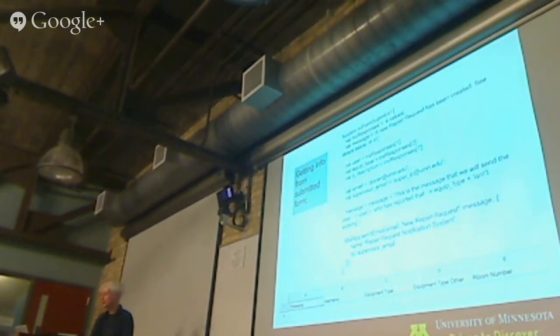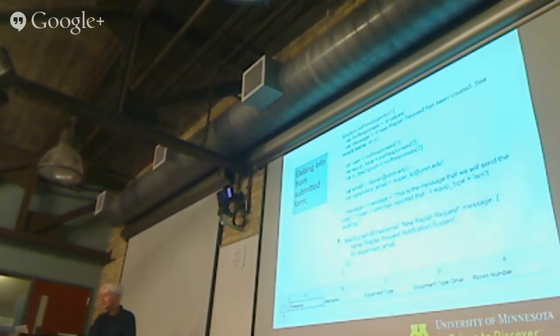Then I have all those variables, and now I can create a message, something like this, that says, this is the message that will send the user, which is our user response 1, who has reported that equipment type, equipment type equals to whatever's in this column 2, isn't working.